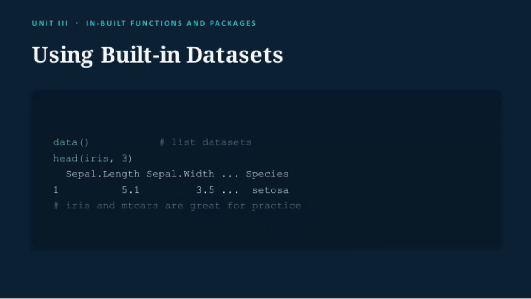Now, let's talk about built-in datasets, a handy resource that's right at our fingertips. For example, the iris dataset is a classic, perfect for practice. We can quickly list available datasets with a simple command, then peek at the first few rows to get a feel for the data. These datasets, like iris and mtcars, are great for learning and experimenting without needing to import anything extra. They're a solid starting point in this unit on built-in functions and packages.